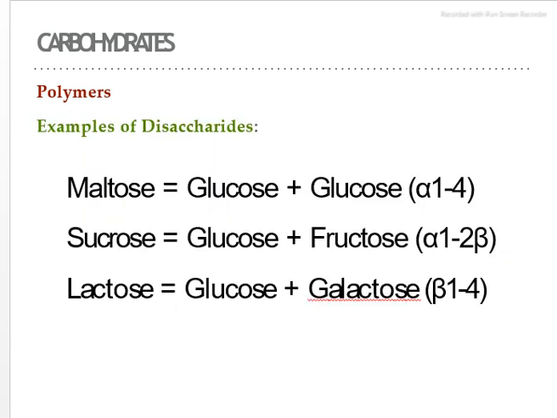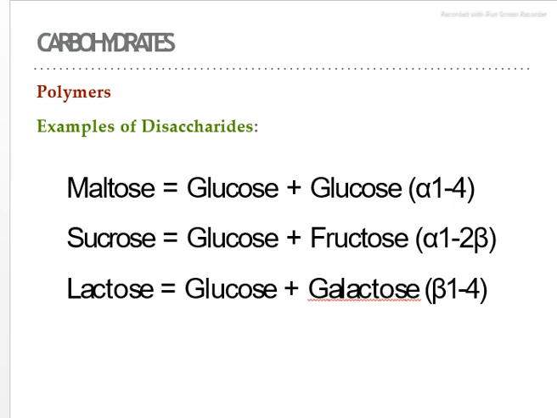There are many examples of disaccharides. Mainly there are three: maltose, sucrose and lactose. Maltose is a disaccharide of glucose. Two glucose molecules combine to form maltose. The linkage present in maltose is alpha 1,4 linkage. In the case of sucrose, glucose plus fructose. One monomer of glucose plus one monomer of fructose form sucrose. The linkage present in sucrose is alpha 1 to beta 2 linkage.